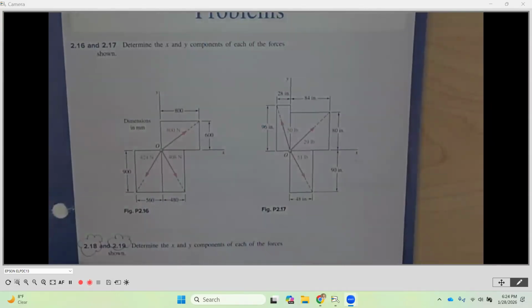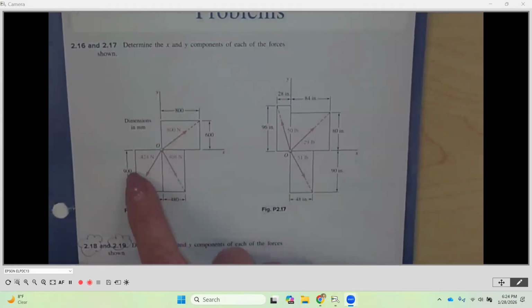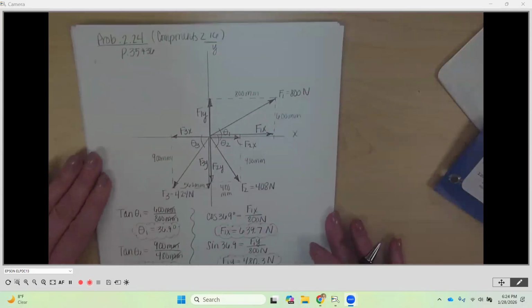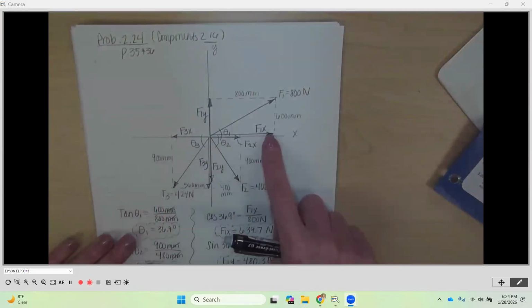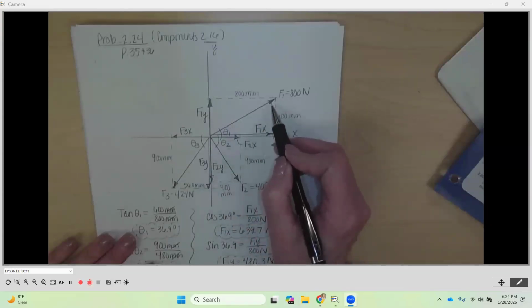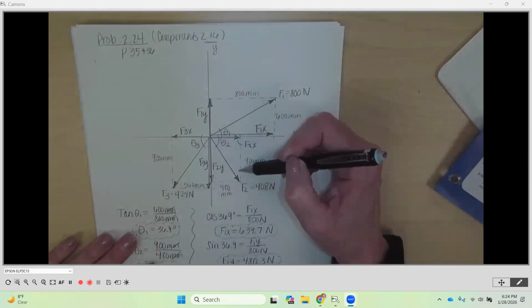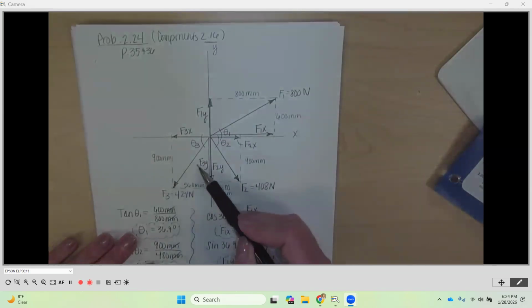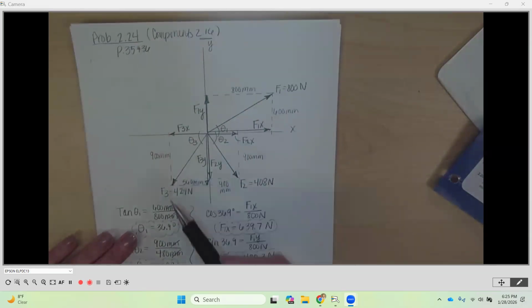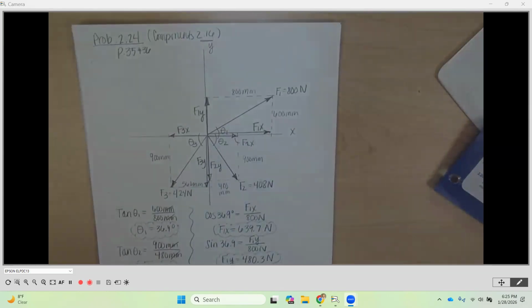Now, we started this the last time we were together. We determined the components of each one of these forces already. As you probably recall, we drew all of the forces on the X and Y axis. So we had F1, which was 800 newtons going up and to the right, F2, which was 408 newtons going down and to the right, and then F3, which was 424 newtons going down and to the left. And then we used the distances that were given in the problem to calculate each one of the angles that they were at.